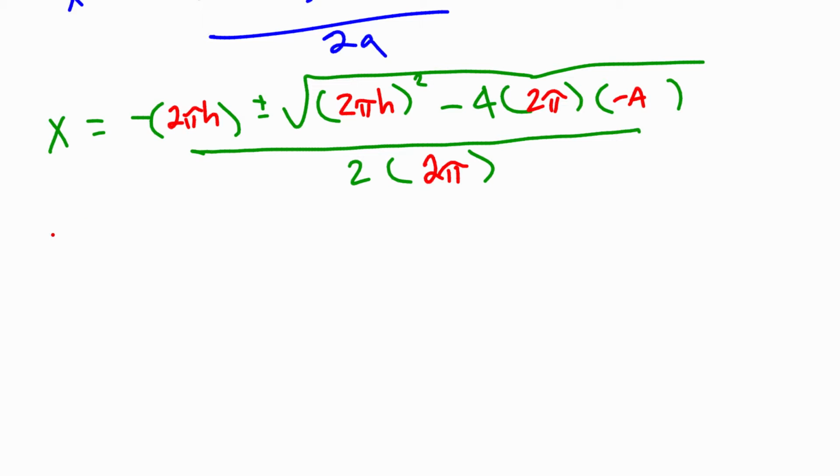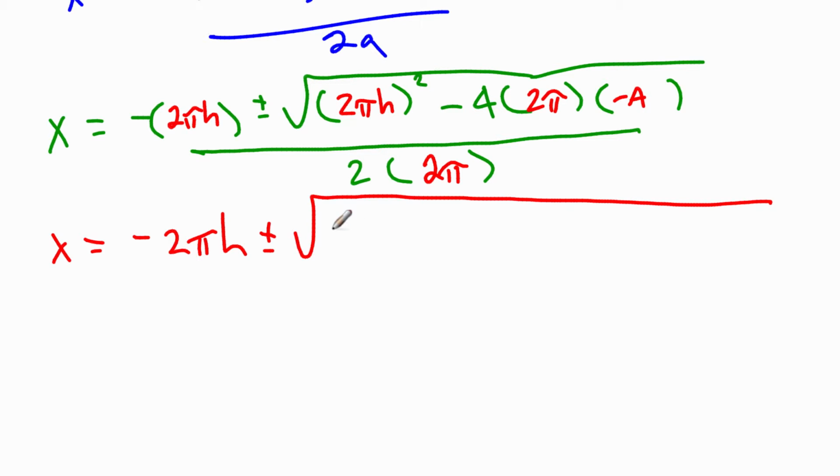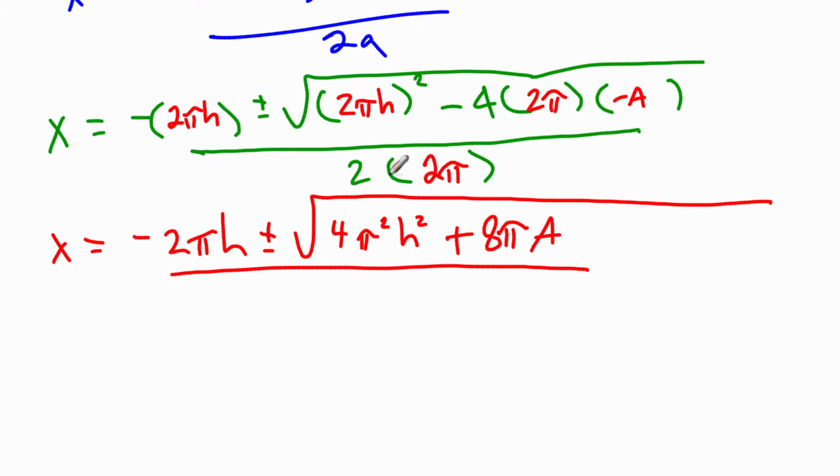Okay, so as I try and simplify this a bit, the first will be negative 2 pi h plus or minus square root of 2 pi h squared, which is going to be 4 pi squared h squared, because I'm squaring everything inside the brackets there. And then the next one will be minus 8 pi. Oh no, I have to multiply all this, so it'd be negative 4 times 2 pi times negative a, so 8 pi a. A negative times negative is going to be a positive. So 8 pi a all over 4 pi.